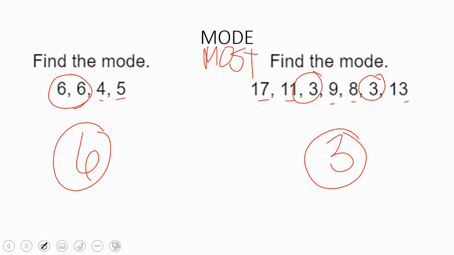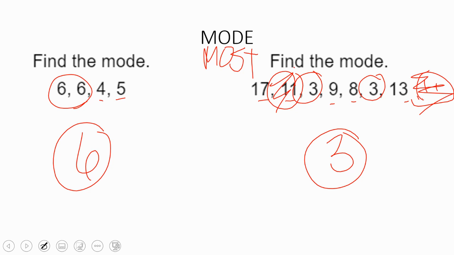It is possible to have more than one mode or no mode at all. However, I'm pretty sure GMM will only give you problems that have one mode. So we won't have to worry about that. But it'd be possible if all of your numbers only happen once, there wouldn't be a mode because they all only happen once. Say we had another 11, well then 3 and 11 would both be the mode because they both happen twice.